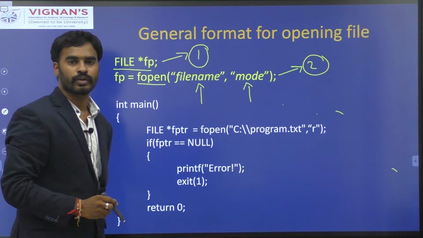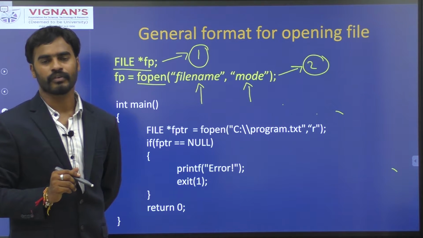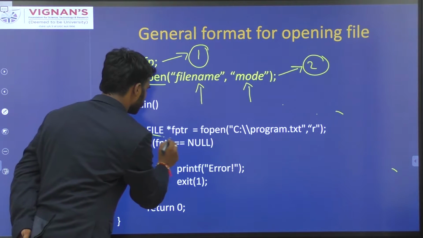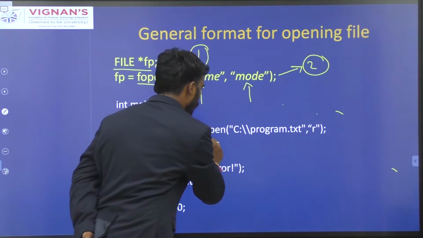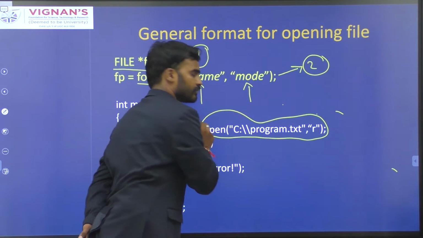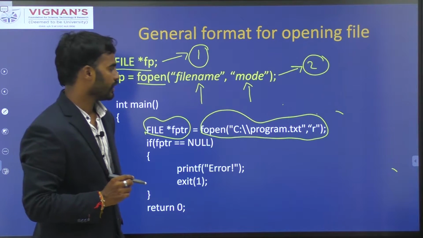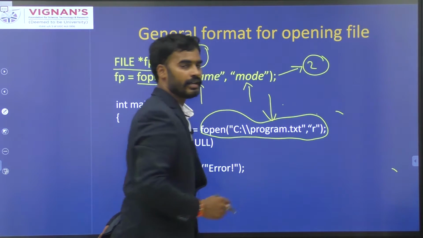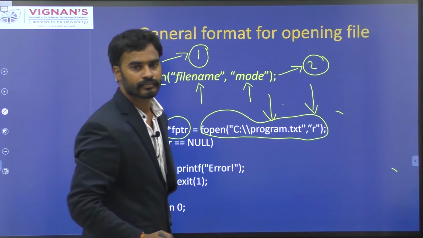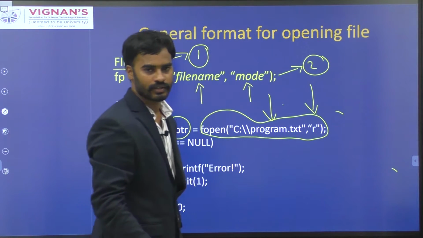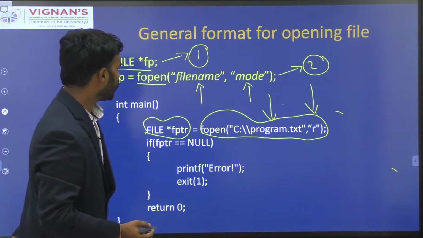This is an example program showing how to open a file. As I told you, if you want to open a file, you need to do two steps. One is create a file pointer, a pointer of file type, and then open a file by using the fopen function by passing two parameters: the name of the file along with the path, and for what purpose you are opening the file. Here I have given R as the opening mode, so we will discuss what these opening modes are in the next slide.